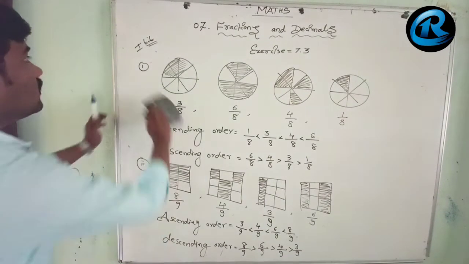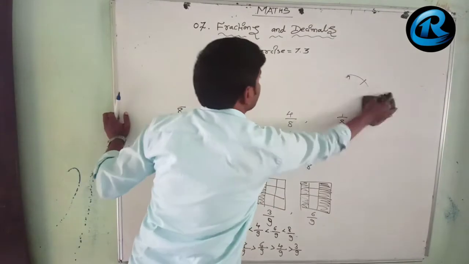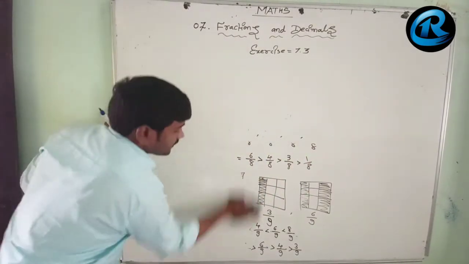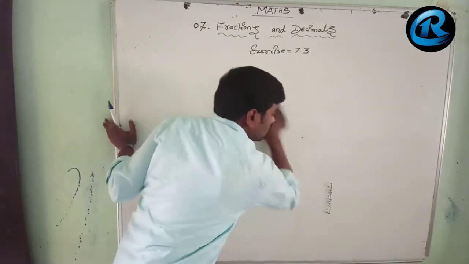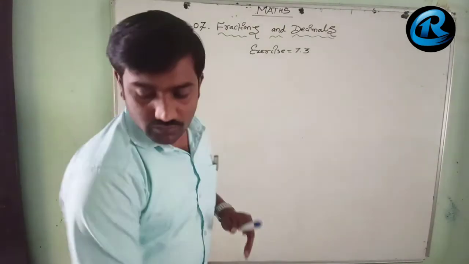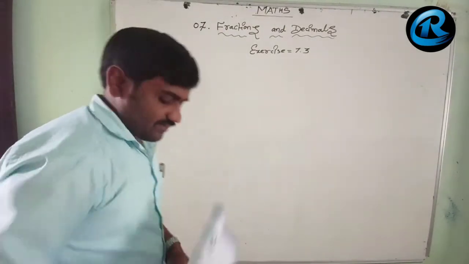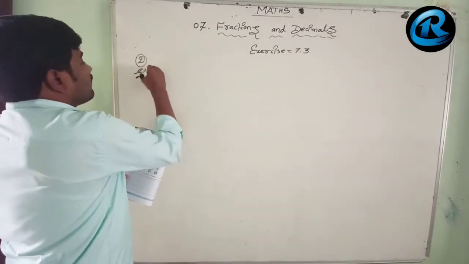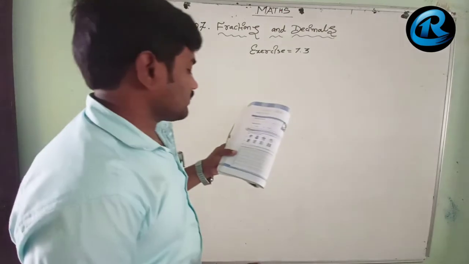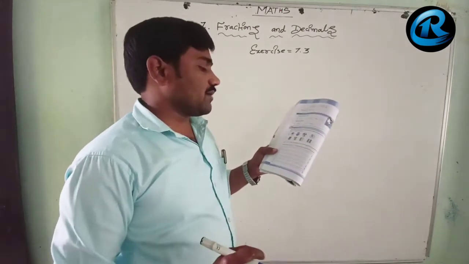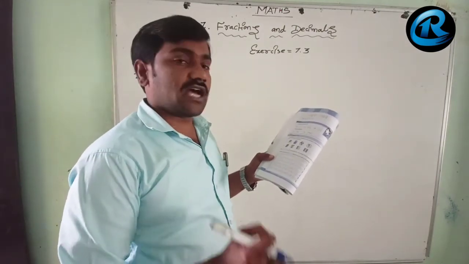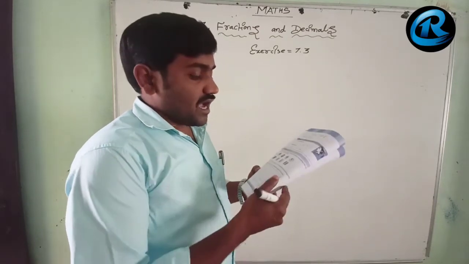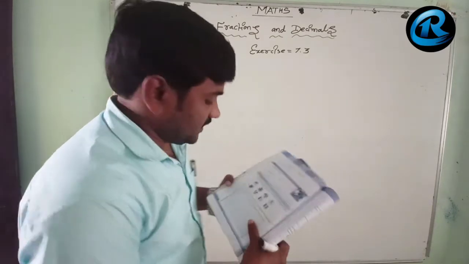Now we go for the second bit from this exercise 7.3. What is the second bit based on? Comparing like fractions and unlike fractions only. See the second question from 7.3: show 2 by 6, 4 by 6, 8 by 6, 5 by 6, 6 by 6 on the number line. Also arrange them in ascending order.